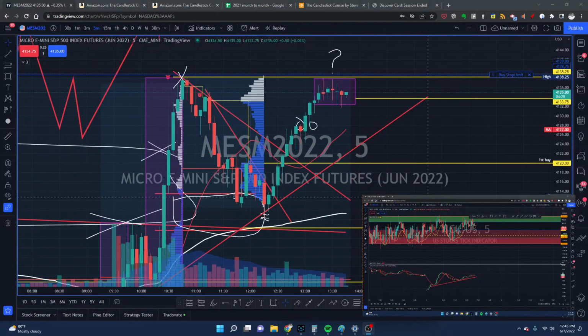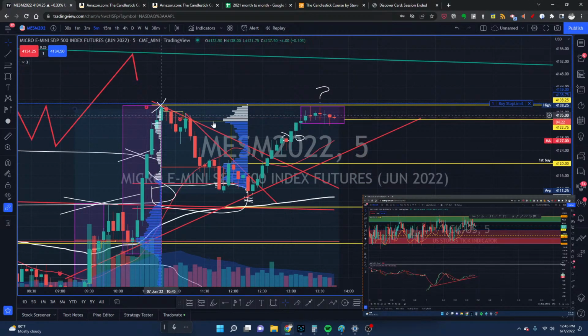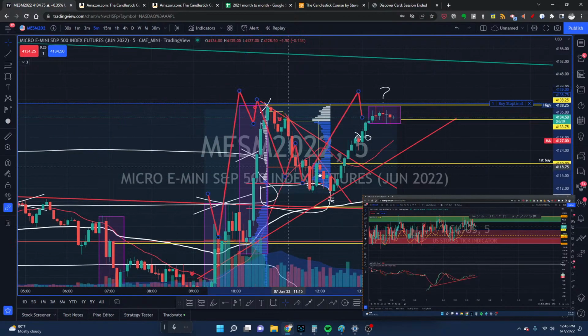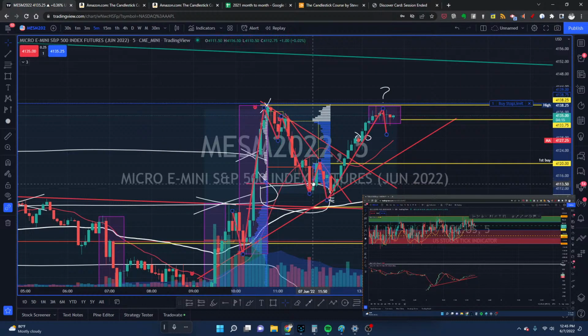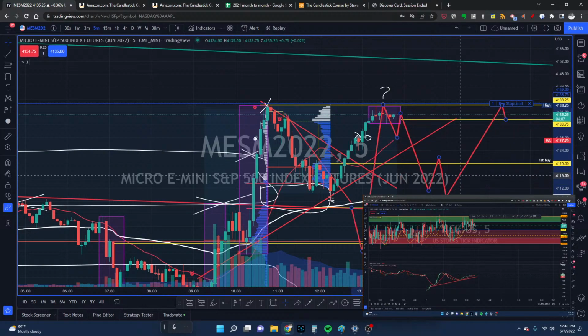So what we got so far? This was a diagram of kind of what price action's been doing today. So that's what price looks like right now.